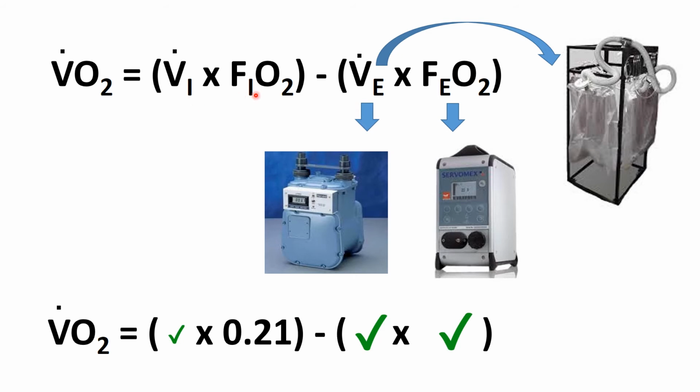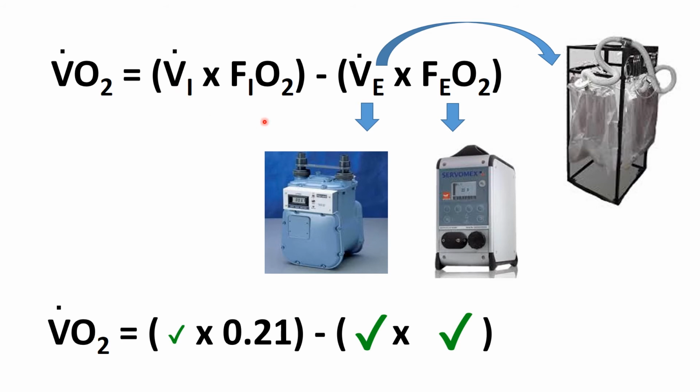And we don't measure the fraction of inspired oxygen either. So the question is, where do we get these values from? Because if we don't know either of these, we can't work out VO2. So measured, don't know. So what do we do about this?